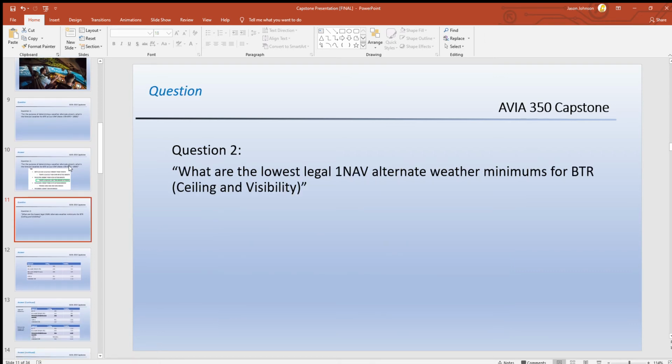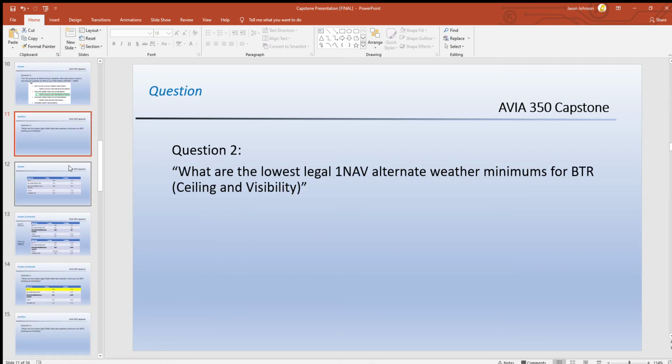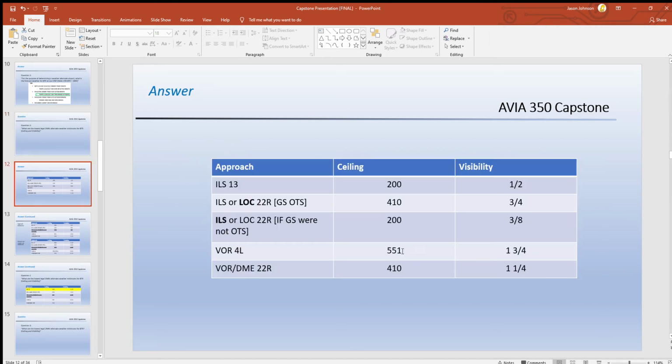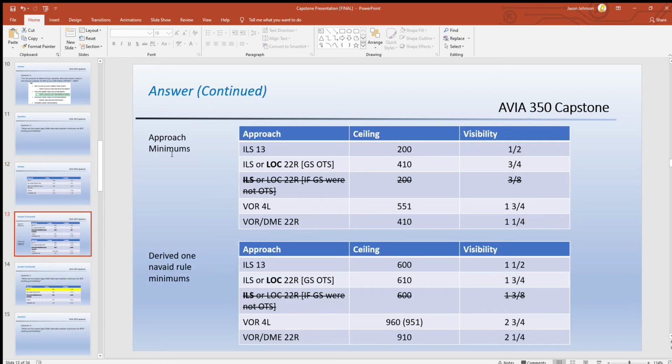So now that we know that, what are the lowest legal 1 nav alternate weather minima for Baton Rouge, ceiling and visibility? So I took that information and I had the slide before and I put it into a chart. It's all the same numbers just in a chart format because that's a little bit easier to digest. So here are the approach minima, and we can put that side by side using the 1 NavAid rule. We're going to add 401 to each of these.